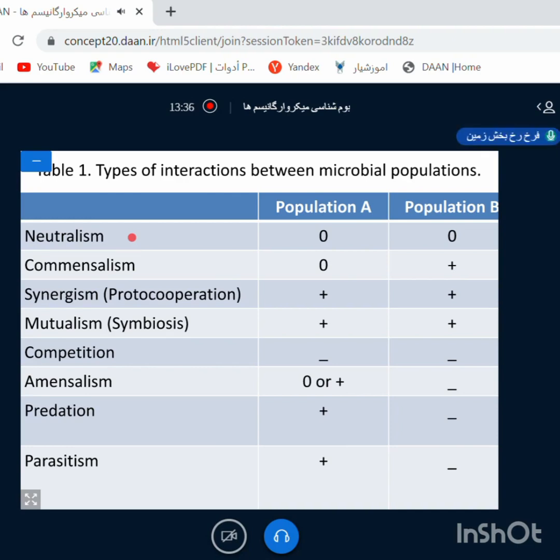What is the feeling of population A about population B, and what is the feeling of population B regarding population A? Sometimes one person sits beside you in the class and you like to change your place. Why? Because you feel it is a negative interaction. You don't like to sit there. Sometimes one person sits beside you and there is no importance to be there or not to be there, not positive, not negative.